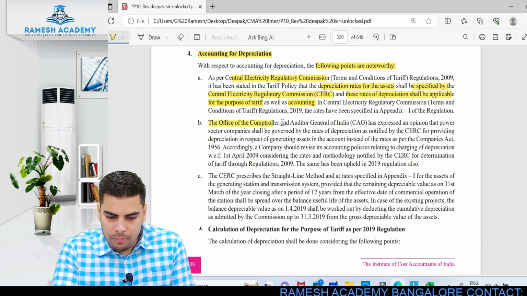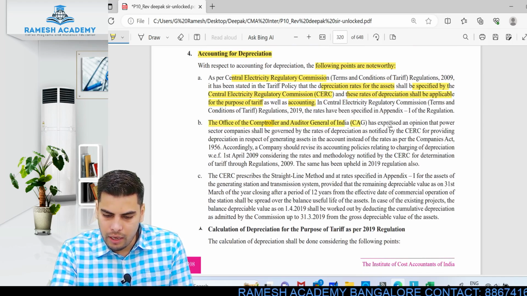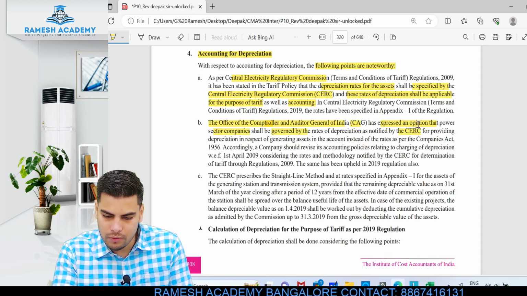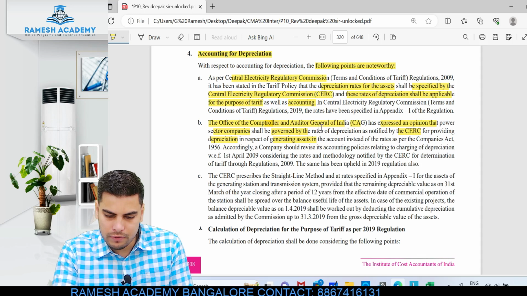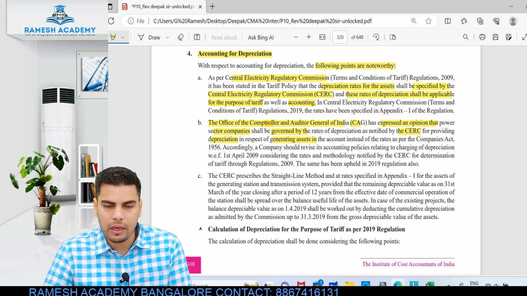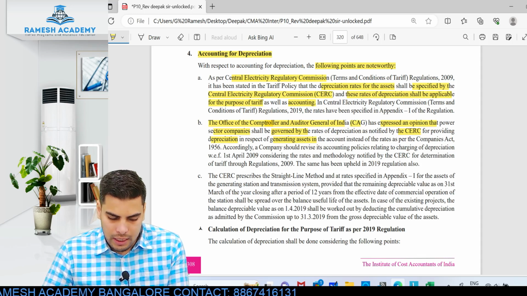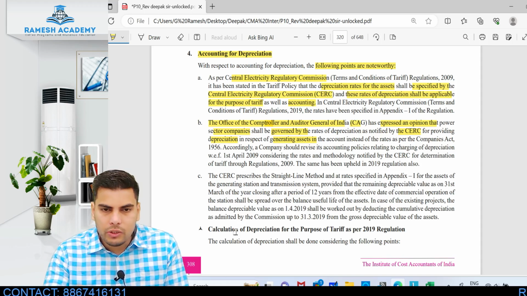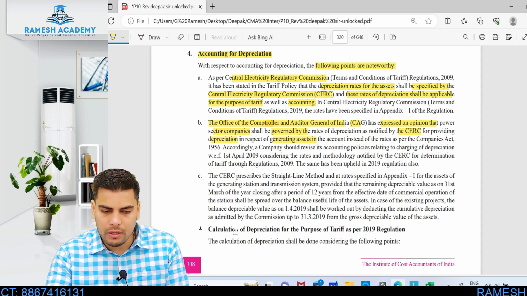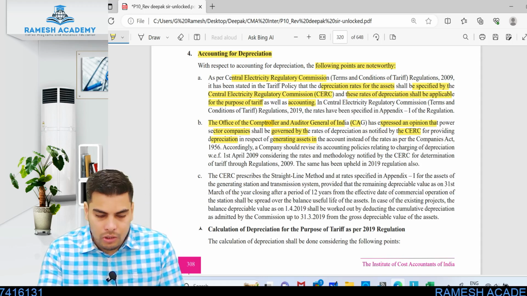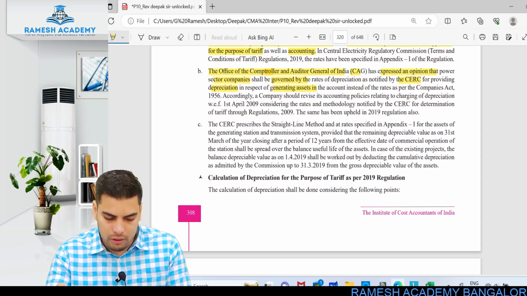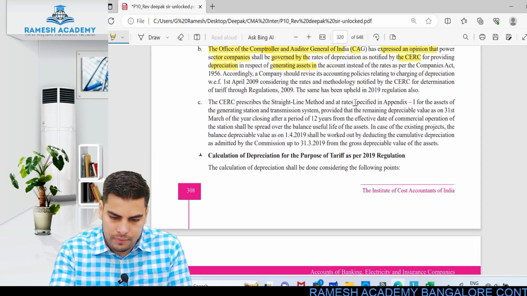The Office of Comptroller and Auditor General of India, C&AG, has expressed an opinion that the power sector companies shall be governed by the rates of depreciation as notified by the Central Electricity Regulation Commission for providing depreciation in respect of generating assets. Okay, same thing is being given by the C&AG also. The first point, very simple, the rates of depreciation will be prescribed by whom? It will be prescribed by Central Electricity Regulatory Commission. So, same point is being justified even over here by the C&AG, that is Comptroller and Auditor General of India. Okay, so let's just look into this.